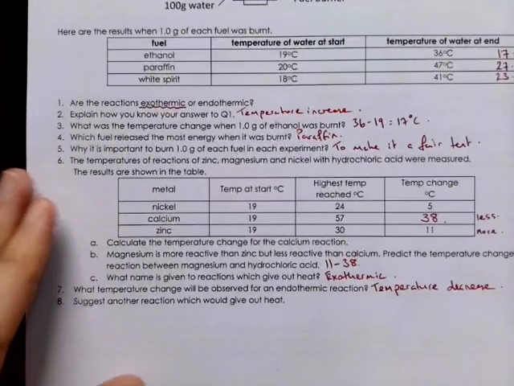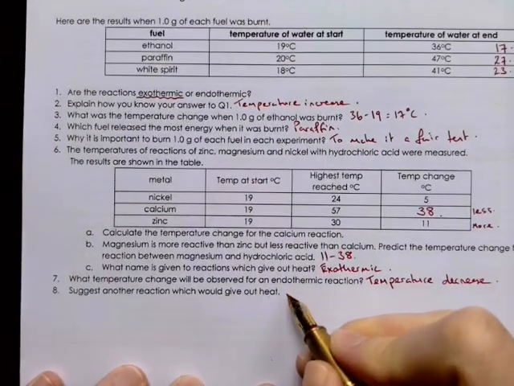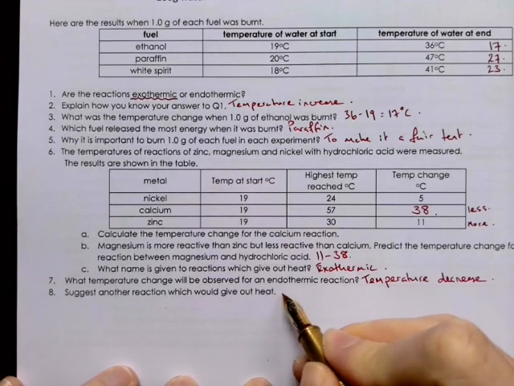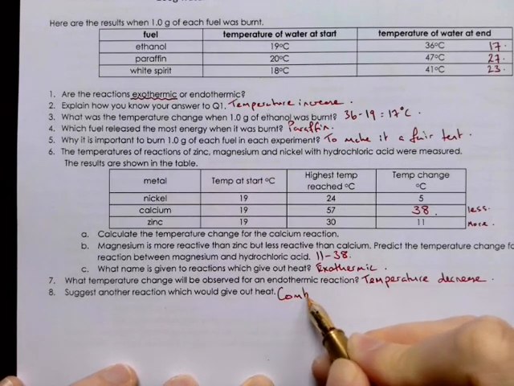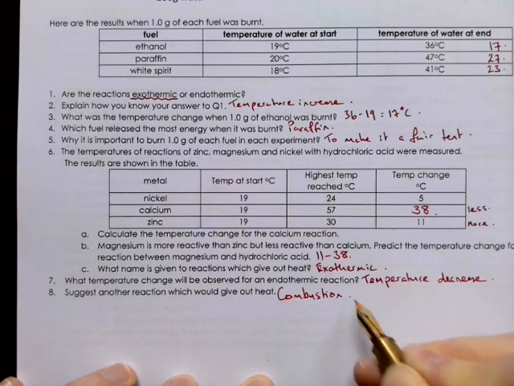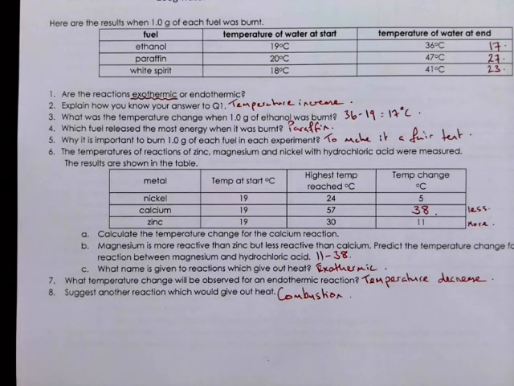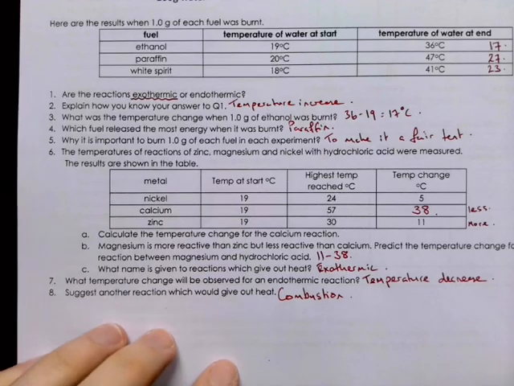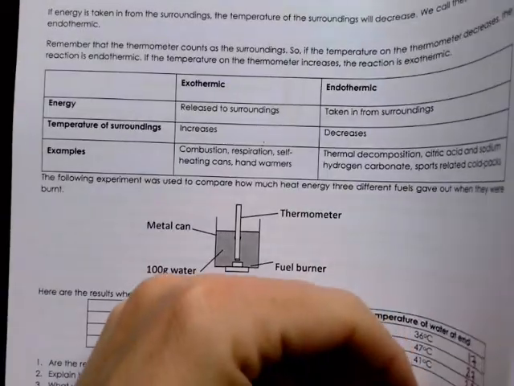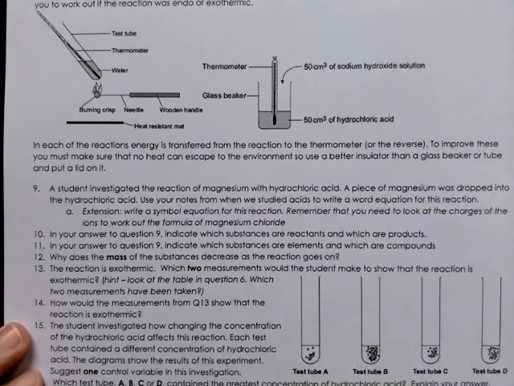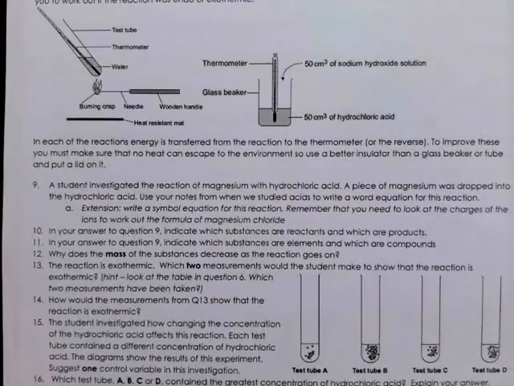anytime anyone asks me anything about an example for an exothermic reaction, I always just go straight for combustion. Okay, because that's obvious, isn't it? You know that if you set fire to your table now, it will start to give out heat. So it must be exothermic. Okay, so let's move on to the next set of questions.